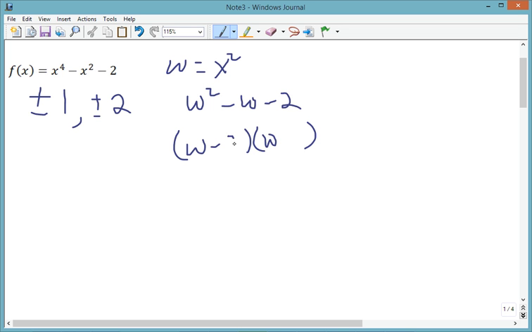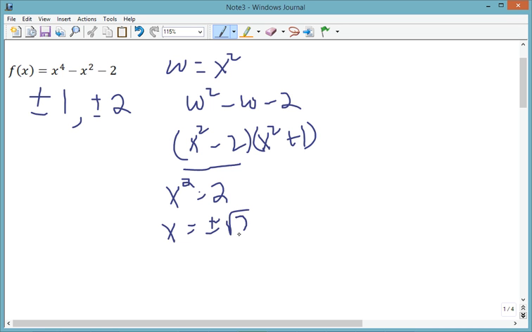So we have negative 2, positive 1. Now I could put back in my x squared, and then I can solve them. When this one equals 0, then x squared equals 2, so x is equal to plus or minus the square root of 2. And when I look at this one, I would get that x squared is equal to negative 1, so x is equal to plus or minus i.